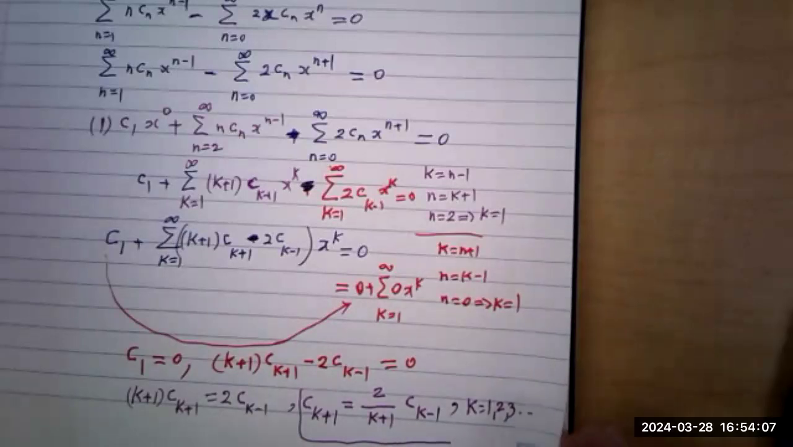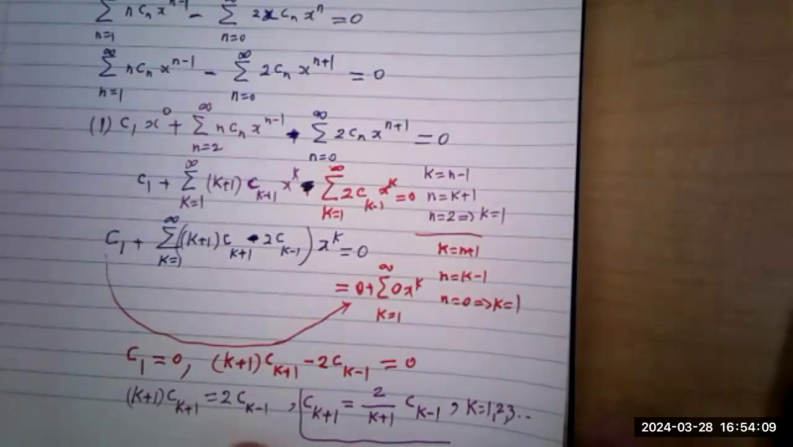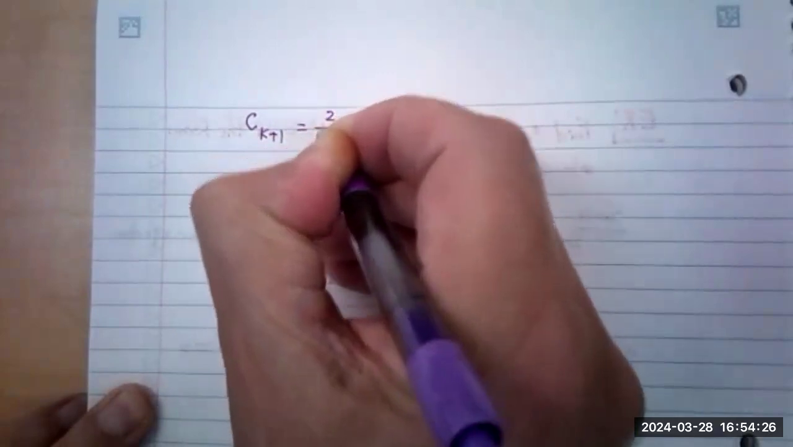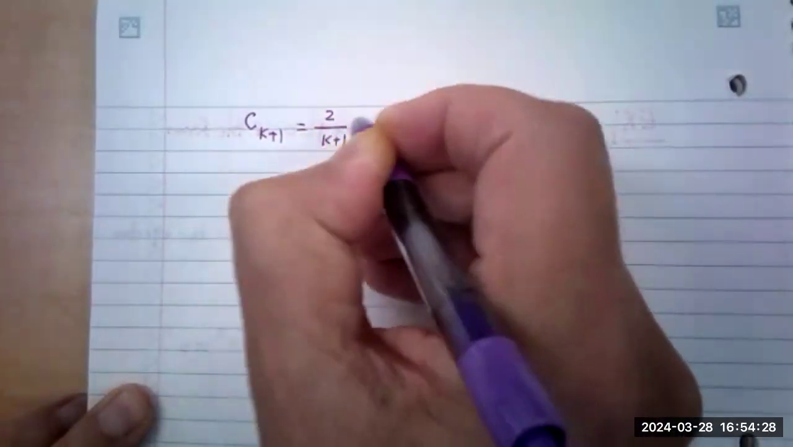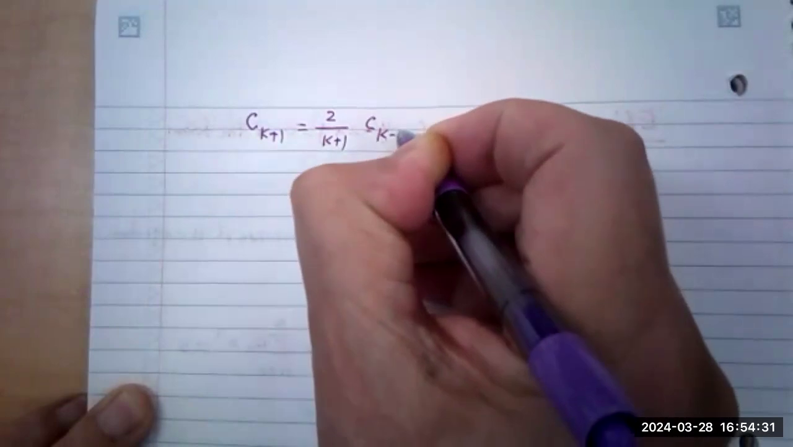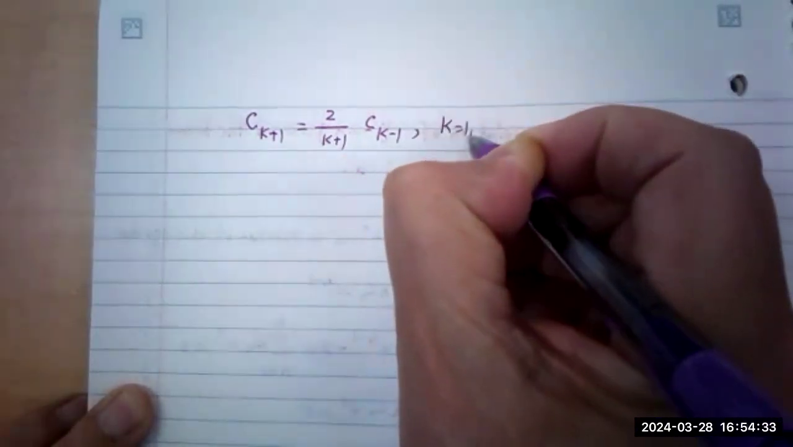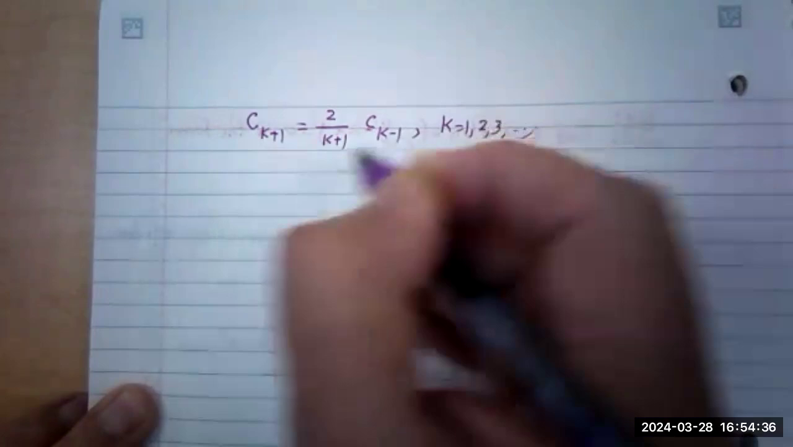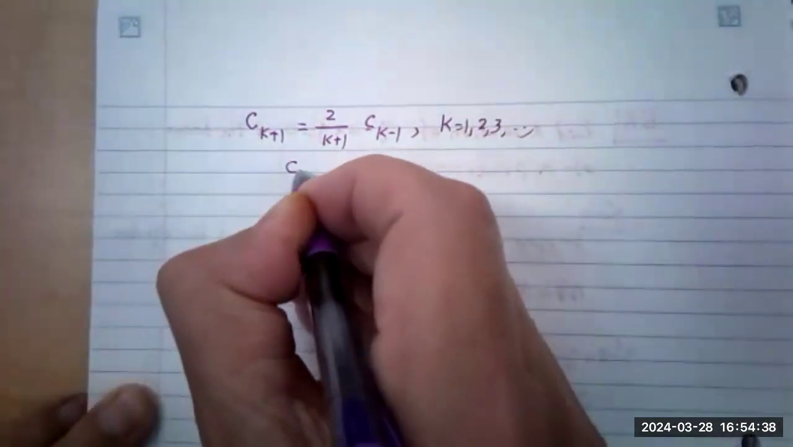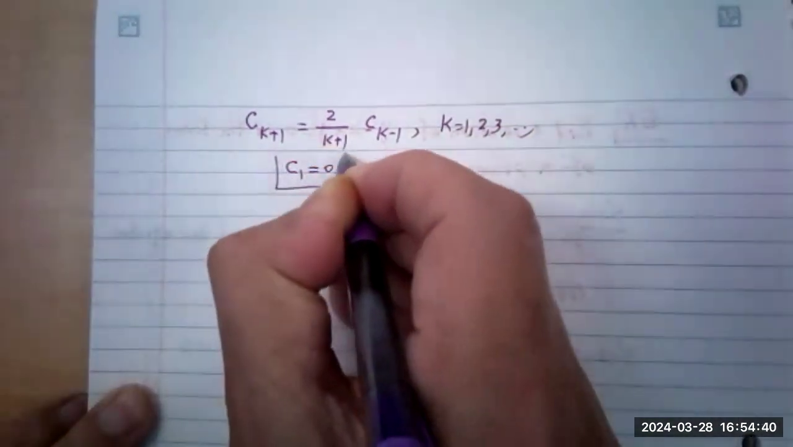Okay, so let's go to the next page and try this. Try it for some number of k to see what is the nature of this equation. So I'm going to write it for myself again. I have C_{k+1} equal to 2 over k+1 times C_{k-1}. And this is true for k equal to 1, 2, 3, etc. And I already got another one: C1 is equal to 0. Remember, this is C1.